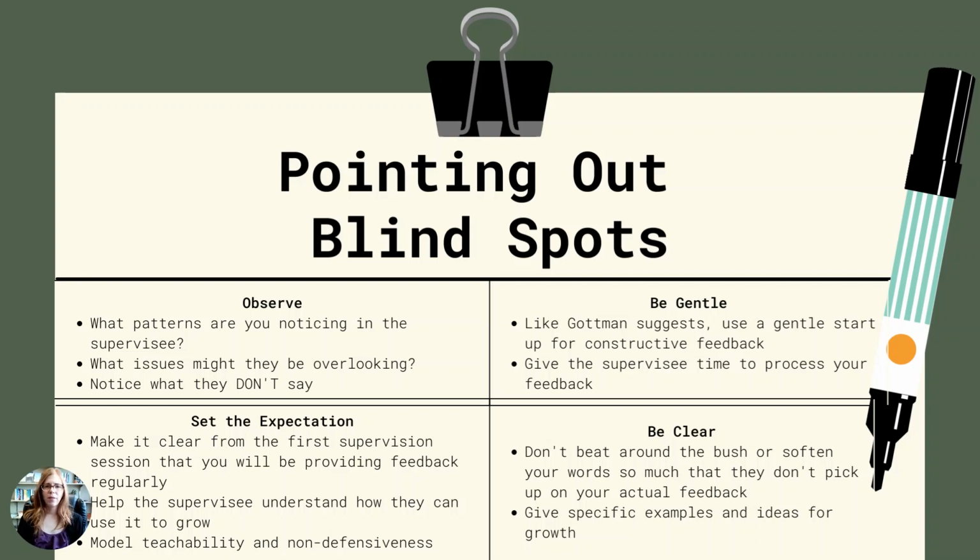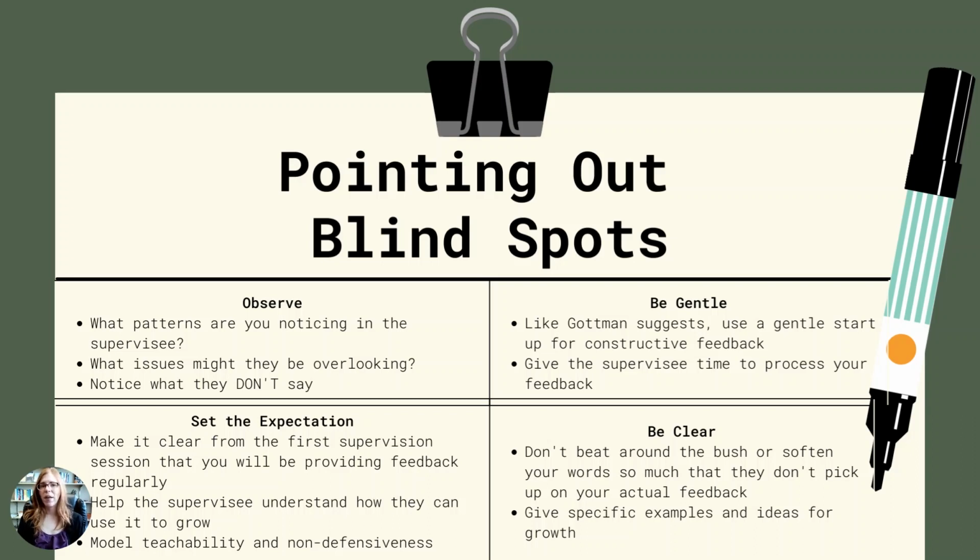From the beginning of your supervisory relationship, set the expectation that feedback is part of the process so that they're not surprised or think it's a criticism from you or that it's unusual for you to give them feedback or point out areas they may not see. Talk about the growth process and learning and ways that it's very normal and natural for them to miss things, and that you're going to be observing and looking for those things so that you can help them grow. And then if you are modeling teachability and non-defensiveness, then that helps them to behave that way as well.